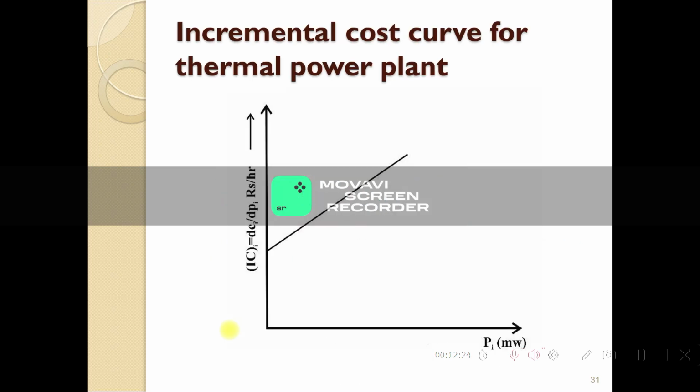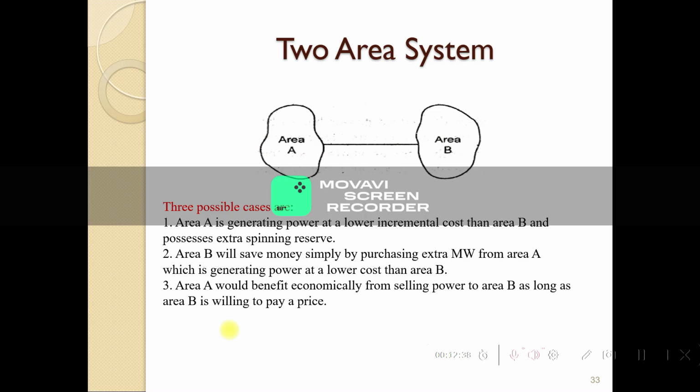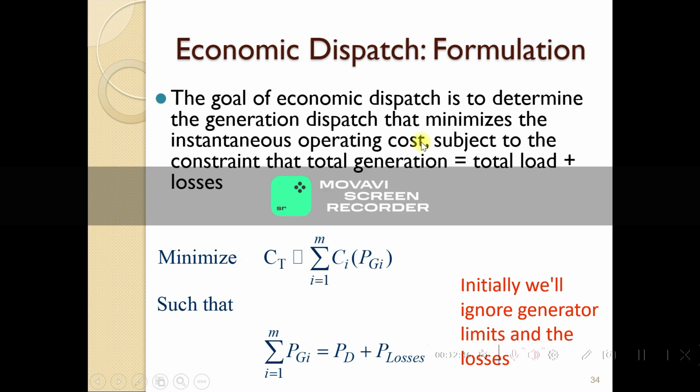So this is the thermal power plant heat rate, and then the input and output curve for the hydro power plant. Next, a two area system, area 1 and area 2, with their incremental cost curves. Economic dispatch formulation: the goal of economic dispatch is to determine the generation dispatch that minimizes the instantaneous operating cost, subject to the constraint that total generation is equal to total load plus losses.